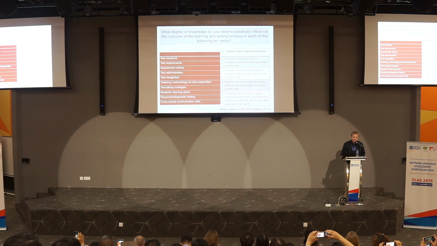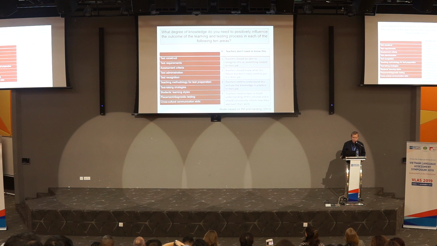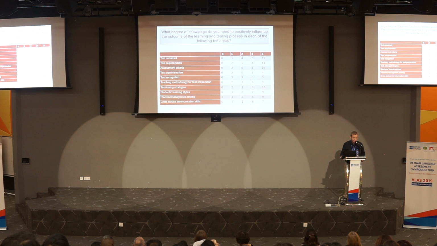If the teacher chose 0, it meant they believed teachers don't need to know this particular area. 1 meant teachers should be able to recognize this as something related to their job. 2 was teachers should know what this means, but don't really need to use it in their job. 3 was teachers need to understand this and use the knowledge in practice in their job. And finally, 4 meant teachers need to have an in-depth understanding of this concept, and it should consistently inform how they approach their work. And here are the results.